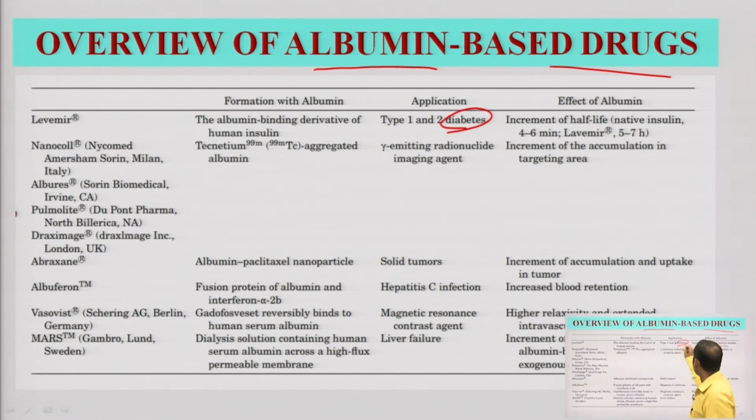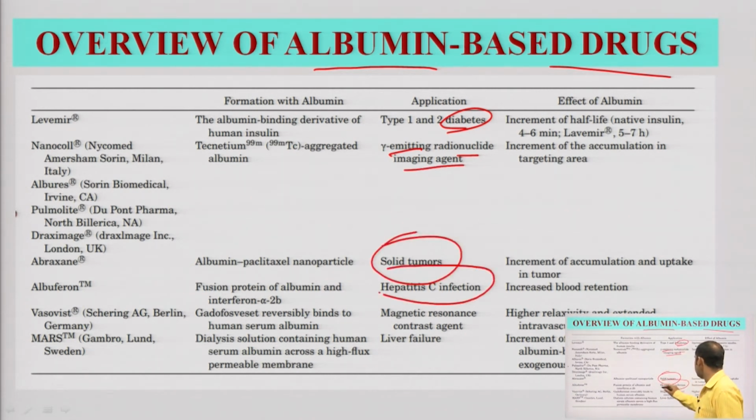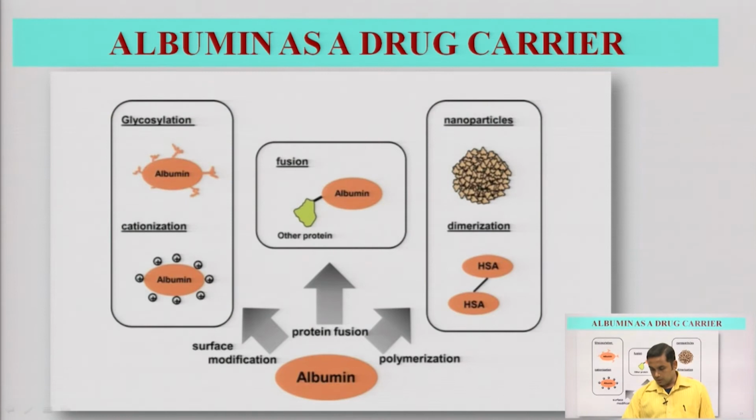For example, you can see type 2 diabetes, or various kinds of emitting radionuclide imaging agents, or solid tumors we can also treat, hepatitis C and other kinds of diseases. We can also use our similar technology, and all these drugs are actually available.